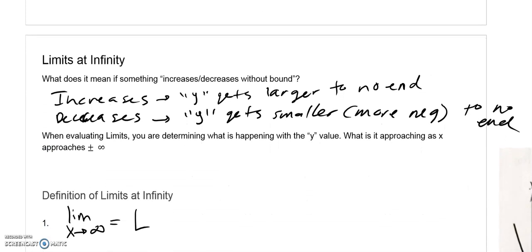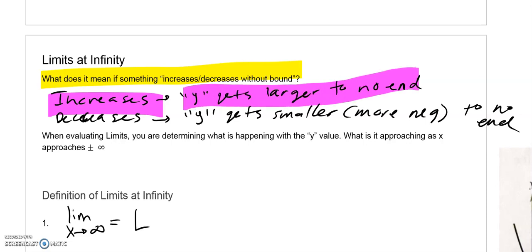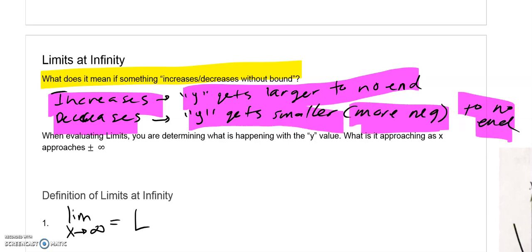So let's start off talking about what it means if something increases or decreases without bound. If something increases without bound, that just means that y gets larger and larger to no end, meaning it gets more and more positive, a bigger positive number. And if it decreases without bound, y gets smaller and smaller, or more negative, to no end. So it gets bigger and bigger in a negative direction, which is a smaller number.